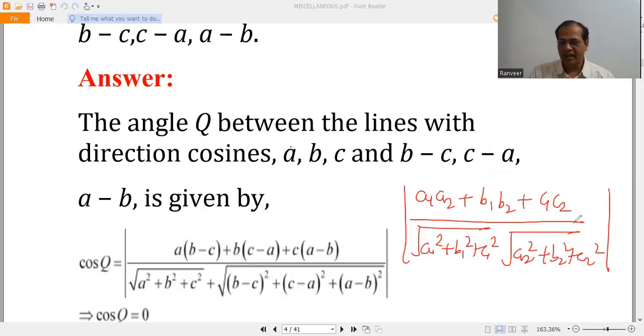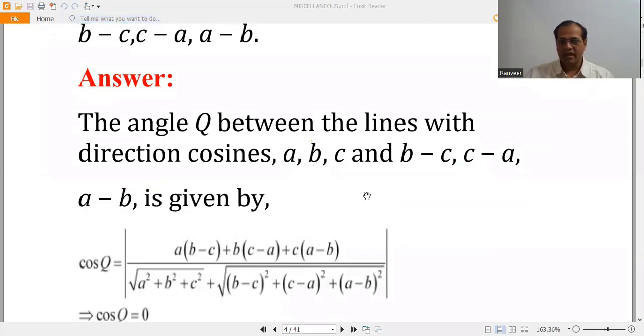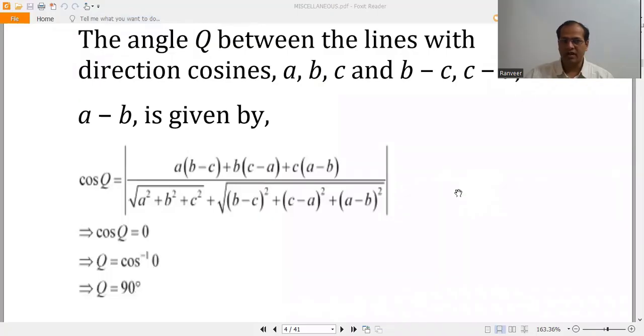This is the angle. Now, in this case, the first direction ratio is a, b, c and the second is b minus c, c minus a, a minus b. This is the product of these two direction ratios divided by root of a square plus b square plus c square, and b minus c whole square plus c minus a whole square.